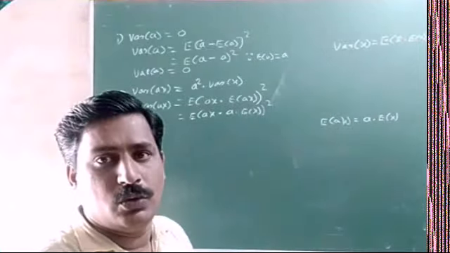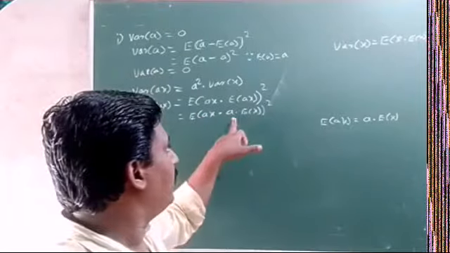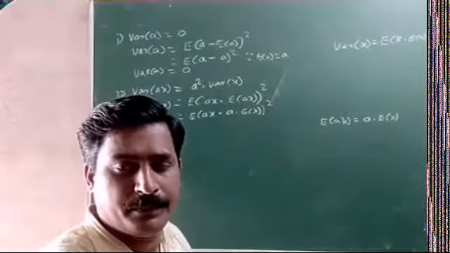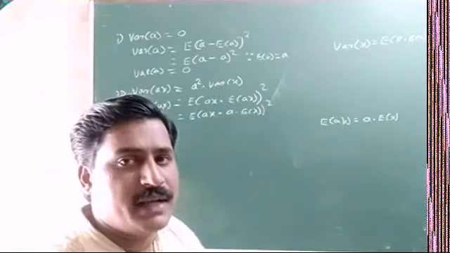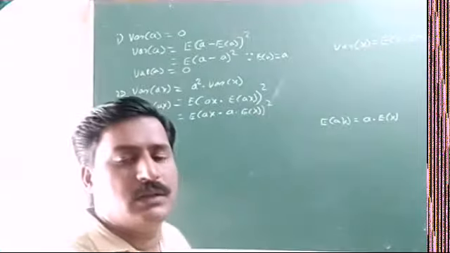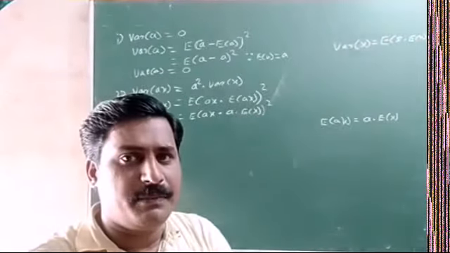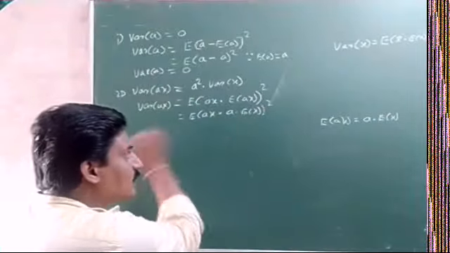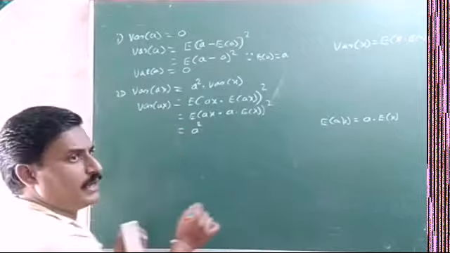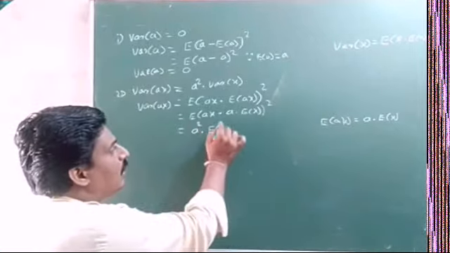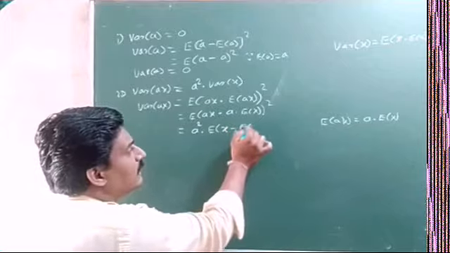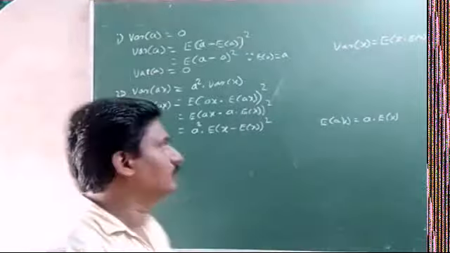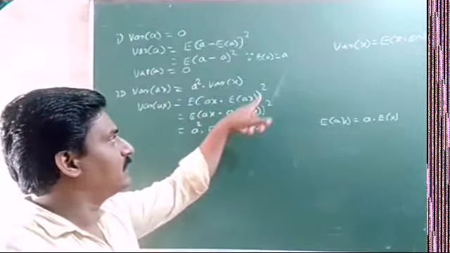Okay, so now open the bracket. So what do we get here? The common thing is a square. So a square you take outside, and keep the remaining thing inside the bracket itself. So what will remain there? If you take a outside, that becomes a square into E of x minus E of x whole square, where the term is E of ax minus E of ax whole square.